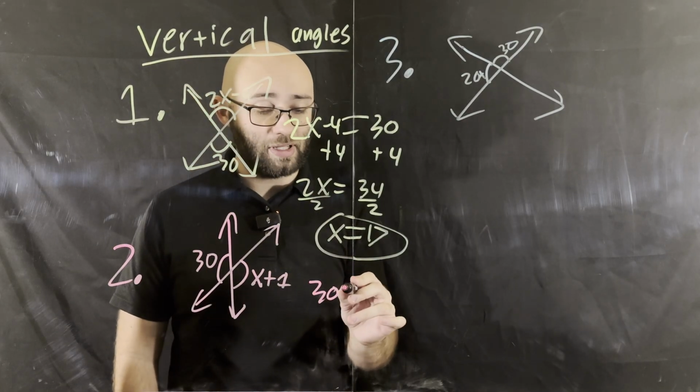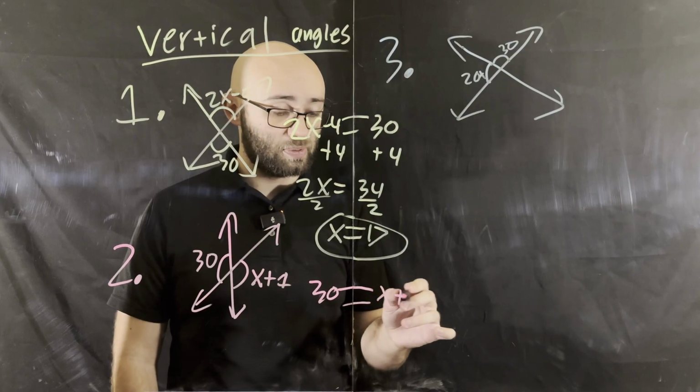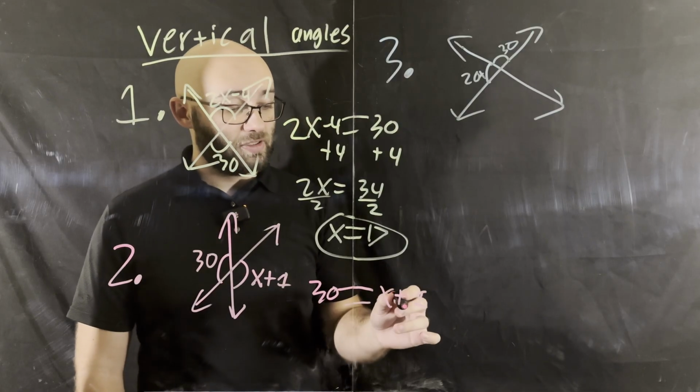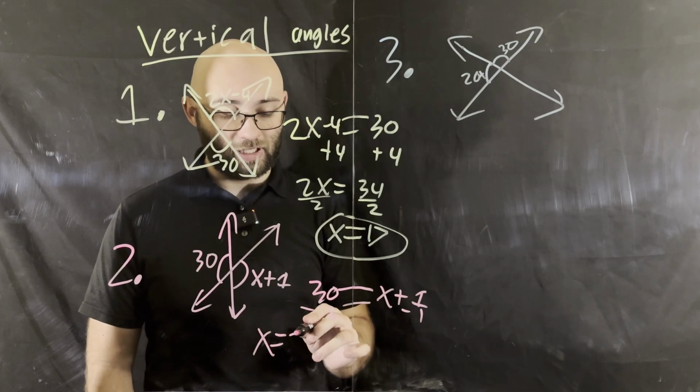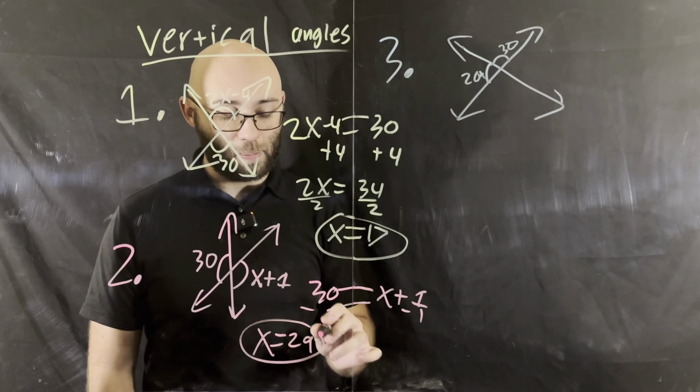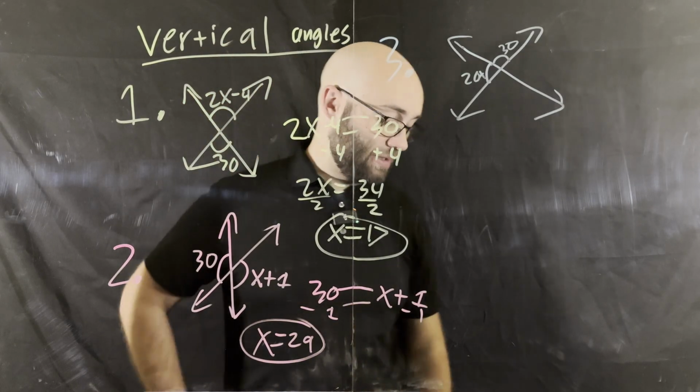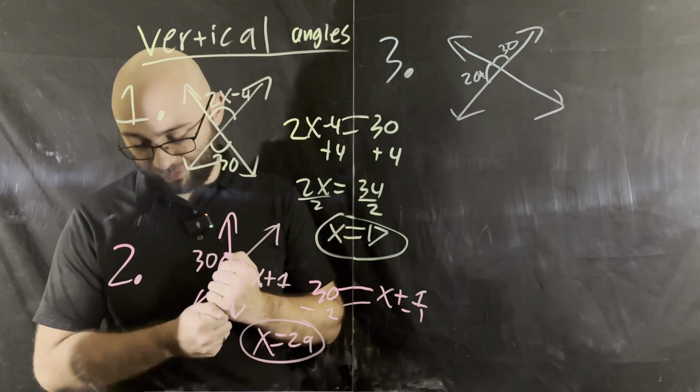other. So I got 30 is equal to x plus 1. Subtract 1 over, subtract 1 over. I get x is equal to 29, and I call it there. Bam. Already done. All right, let's move on to our last one.